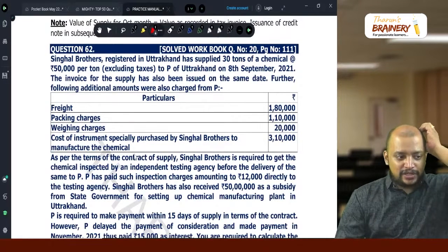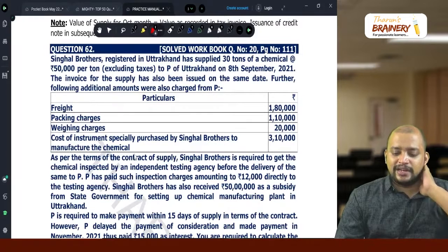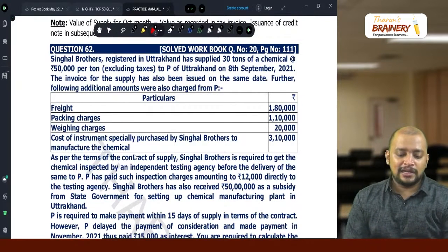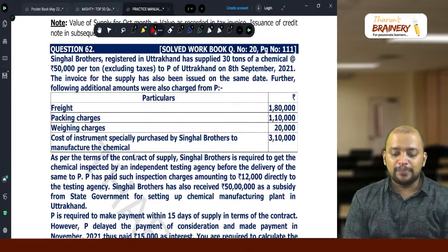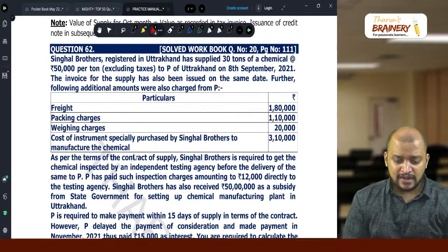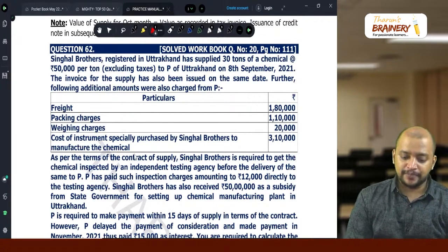Question number 62. Single Brothers, registered in Uttarakhand, has supplied 30 tons of a chemical at 50,000 per ton, excluding taxes, to P of Uttarakhand on 8 September 2021. The invoice for the supply has also been issued on the same date. Further, the following additional amounts were also charged from P.